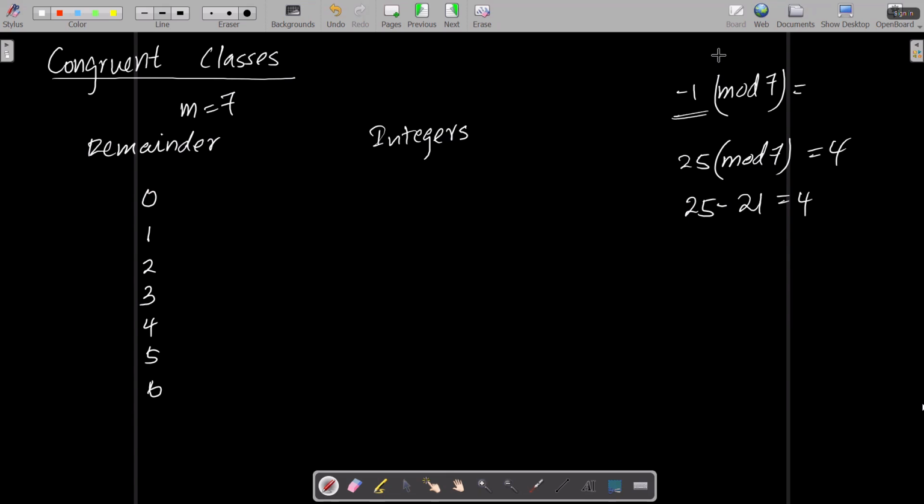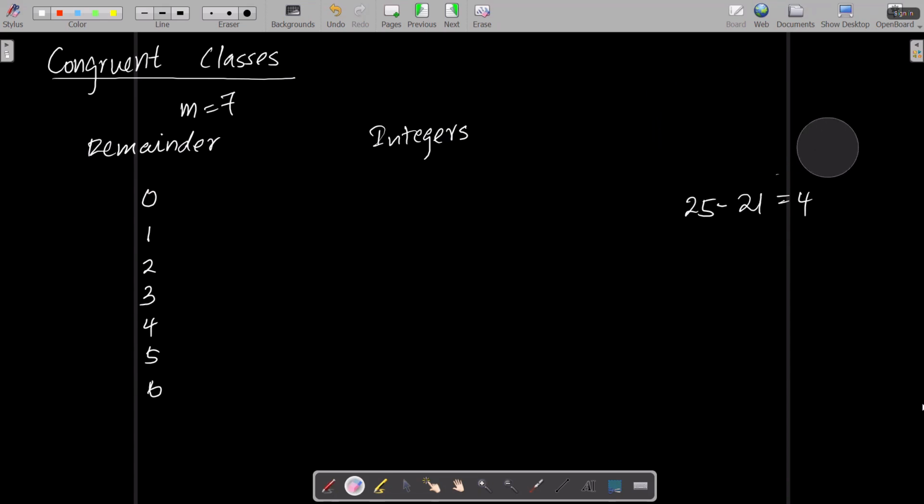For this one, what is the nearest smaller integer multiple of 7? It is minus 7, right? Then you need to subtract minus 7 from minus 1, and this will give you 6. This is 6. That is how you find the modulo for negative numbers.